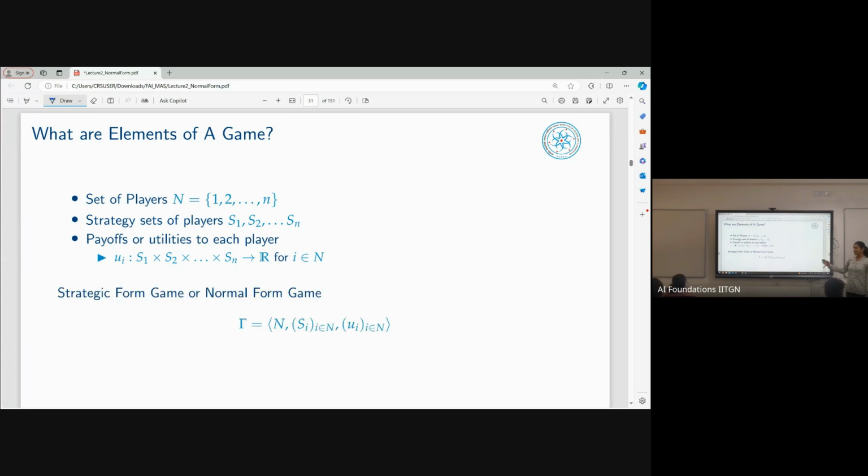So what is a strategic form or a normal form of a game? It is denoted by this symbol, the capital gamma. It has essentially these three elements: the set of players, the strategy sets of each of the players, and the utilities or the payoffs for each of the players. Is it a generated set or just a notation? It's just a notation. It's not a set.